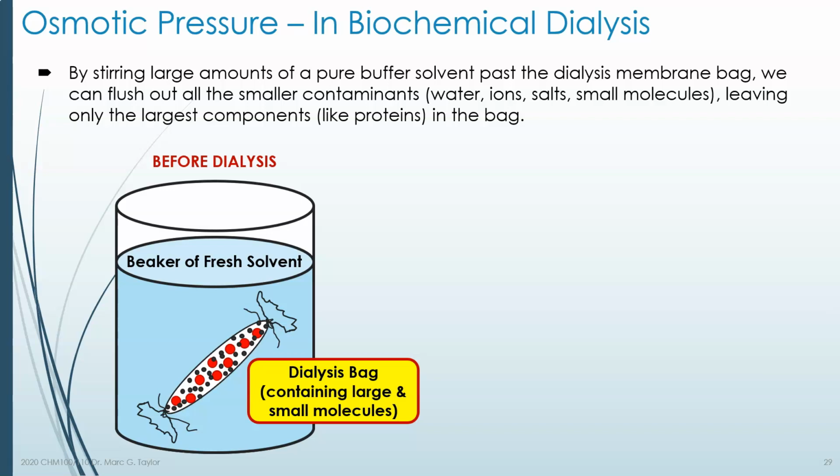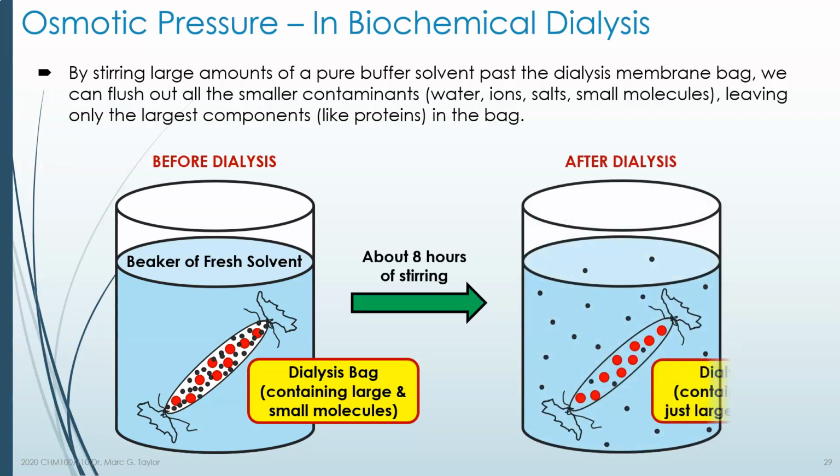And eventually, the solvent will flood into the center of the bag, trying to dilute it out. But at the same time, the small molecules on the inside of the bag will come out of the bag and start washing into the beaker. And after a while, most of the small molecules are outside in the big, large beaker, and your protein stays in there, or whatever large molecule you're purifying, that stays in the bag because it can't fit through the holes in the bag.